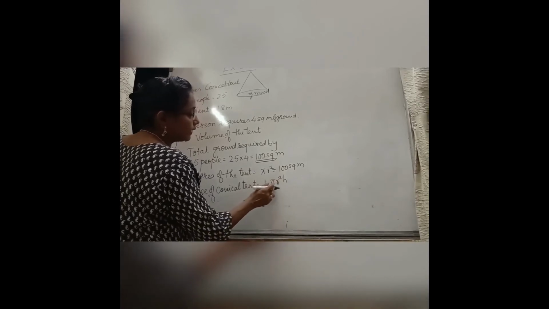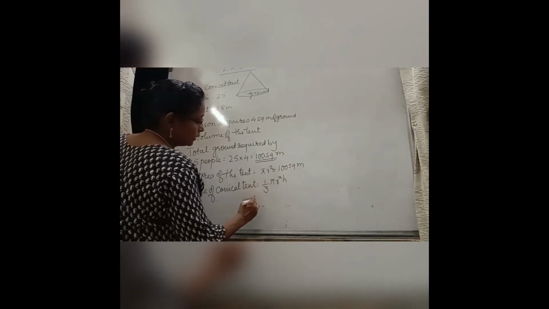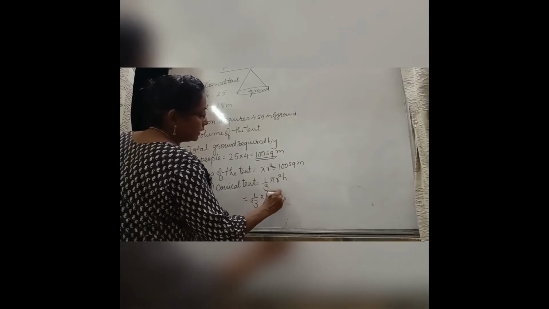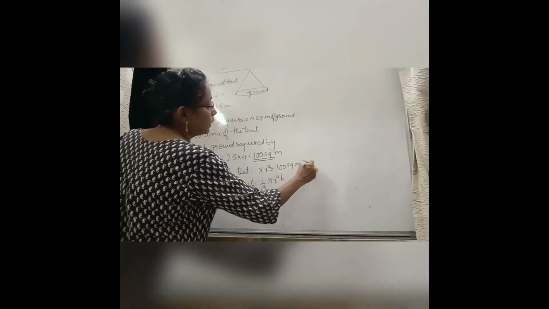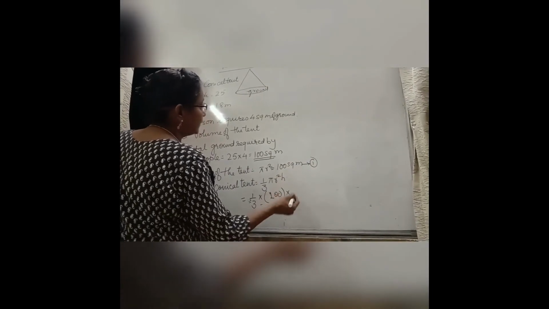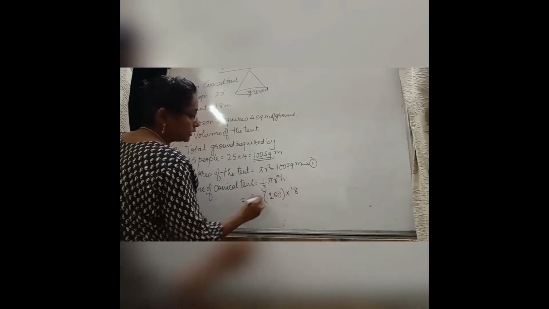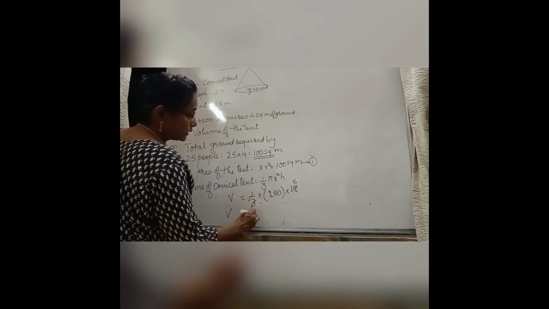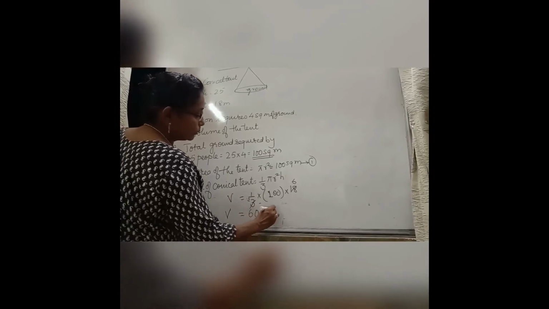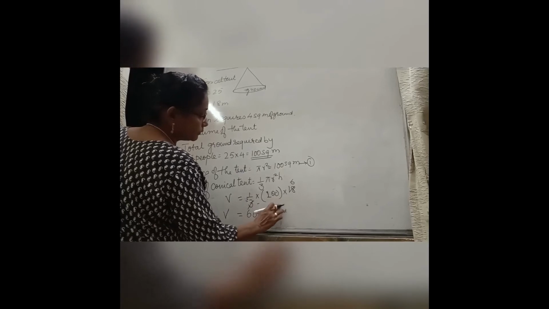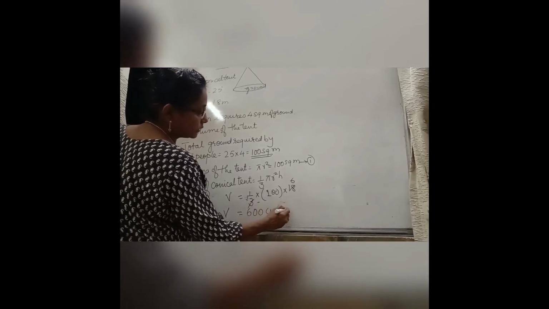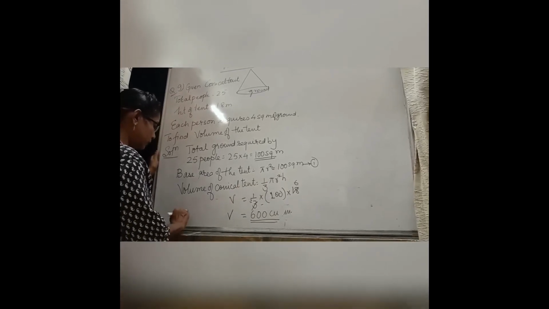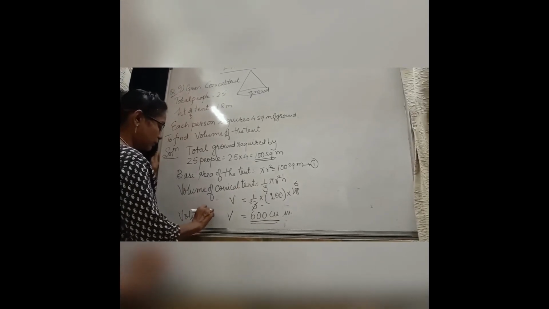So in place of pi r square we will substitute this 100. So that is 1 by 3 into 100. So this is equation number 1. 100 into h, which is 18. So 3 and 18 are cancelled. We are getting volume as equal to 600 cubic meter. So this is the volume of the tent.